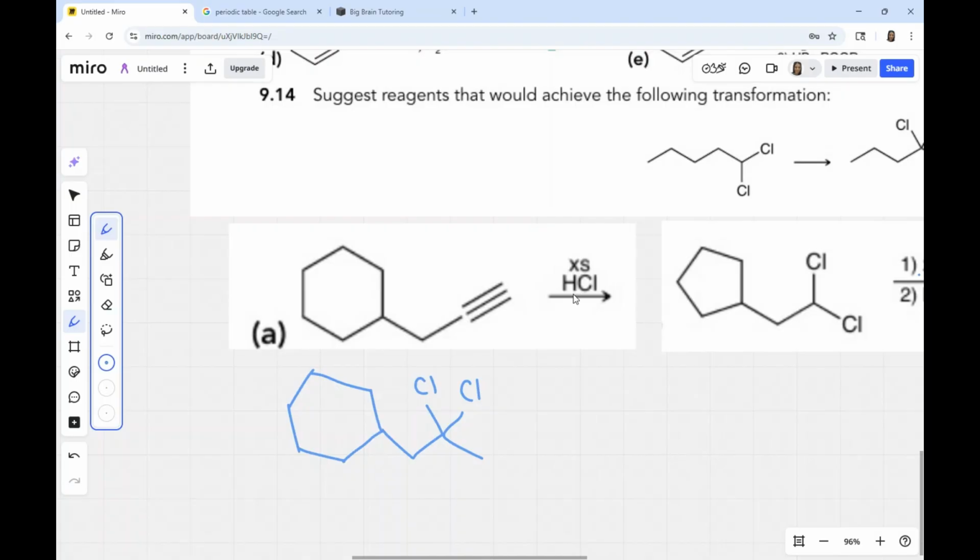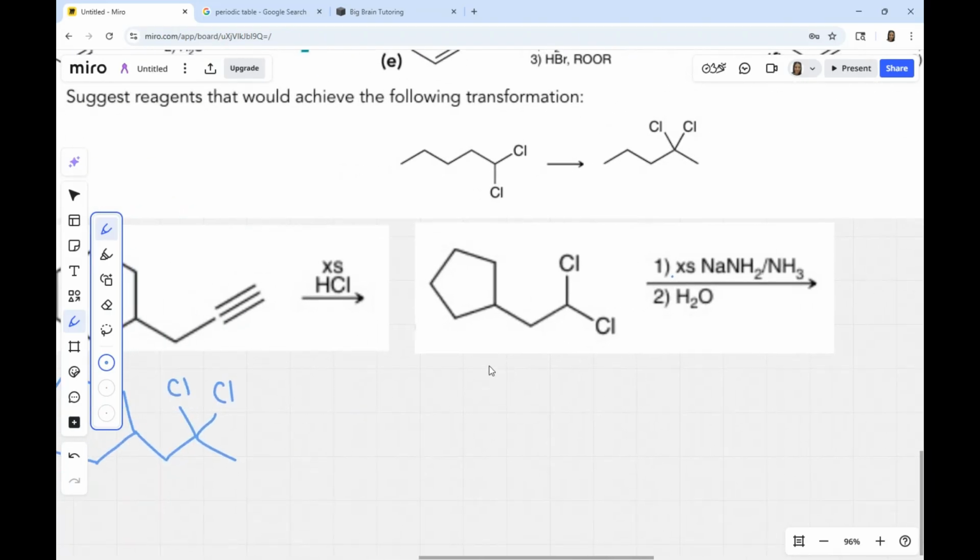Let me just confirm this answer. Yeah, I think that looks right. Looks good. Okay, and so now let's move on to this one. I think too, if you want to make it look even better, you can do one wedged and one dashed. But yeah, let's do this one.